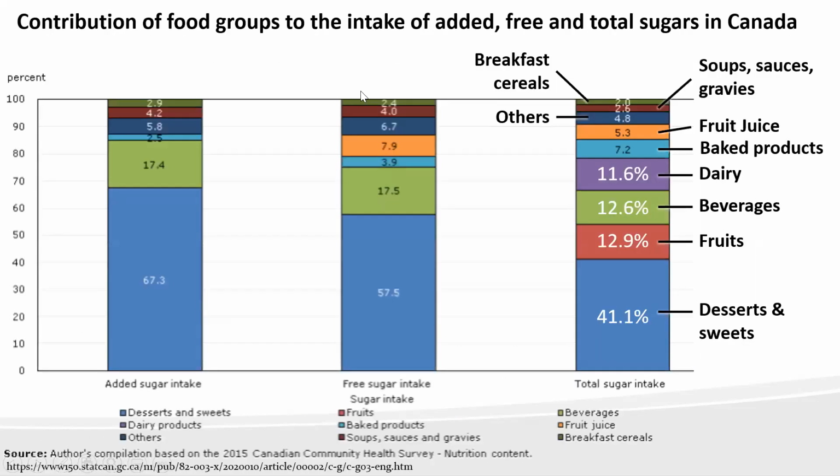Here's another graph that's talking about the different types of food groups. You can see on the left is added sugar, free sugar in the middle. But again, the thing I'm looking at is on the right. Desserts and sweets are number one, followed by fruits, followed by beverages. And those are the three big areas where people are getting added sugars in their diet. Some people from dairy, again, it depends on what you're eating in the dairy category. If it's ice cream and yogurts, it might be more sugar than if you're just eating cheeses, for example.